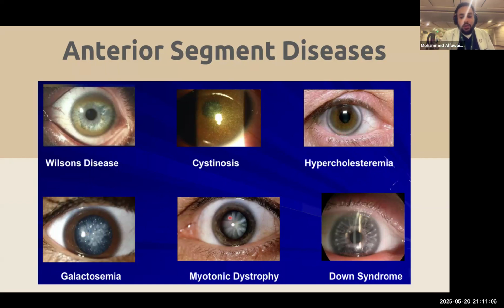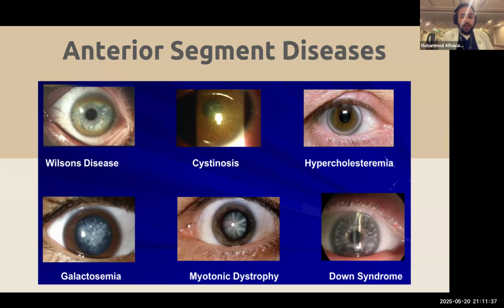Galactosemia and myotonic dystrophy cause cataracts. Okay, not much for you to do. If you just see a cataract, you're not going to think right away, oh, this patient has galactosemia. You go to more common causes. If they're not able to tolerate milk, you think galactosemia. If they have a muscular defect, you think myotonic dystrophy and some other defects that they have. Then Down syndrome, you have these Brushfield spots, with, for example, features of Down syndrome.